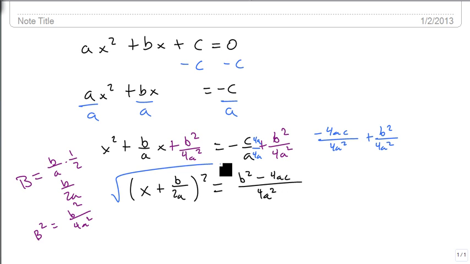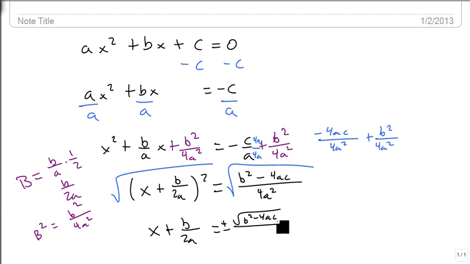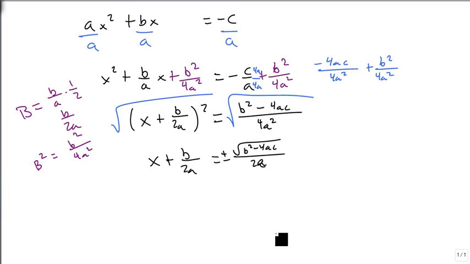Now, we take the square root of both sides. That gives me x plus b over 2a equals plus or minus the square root of b squared minus 4ac over the square root of 4a squared, which is 2a. We then subtract b over 2a from both sides, and because the 2a's match, we're going to get a single rational.